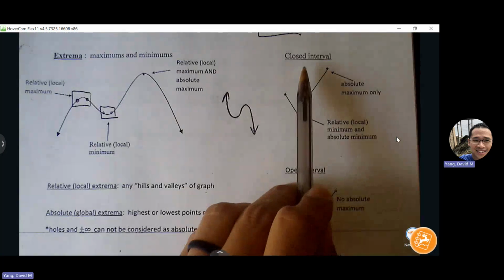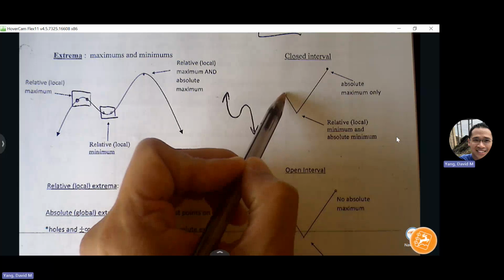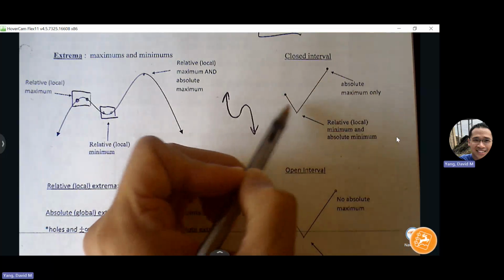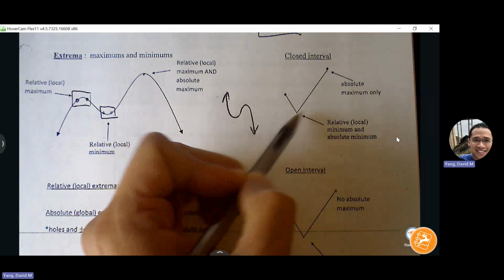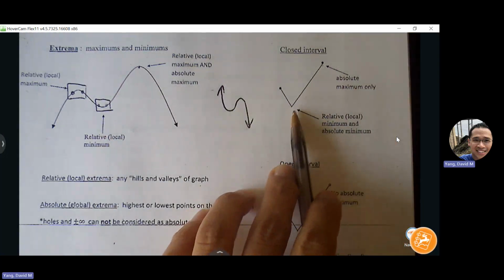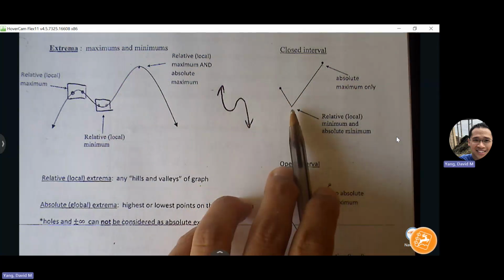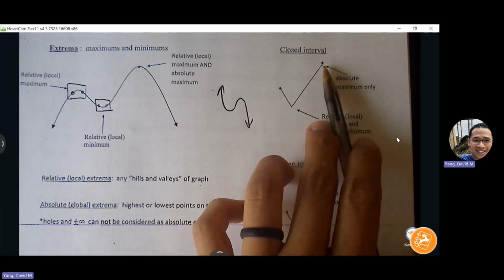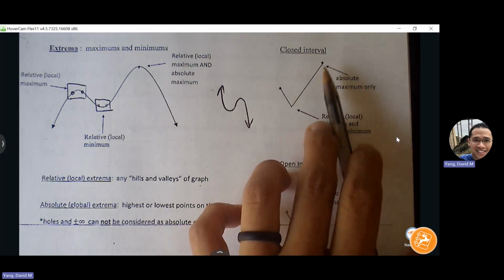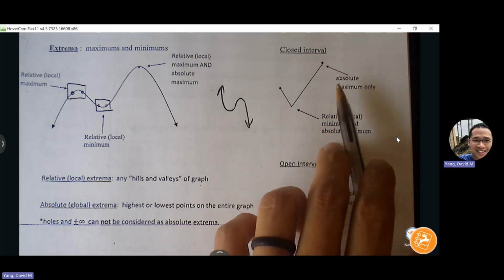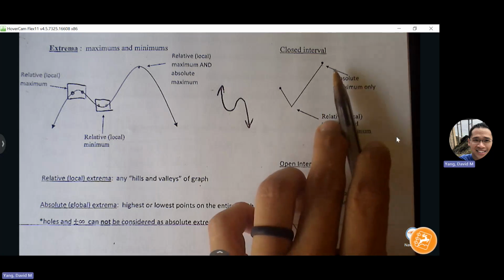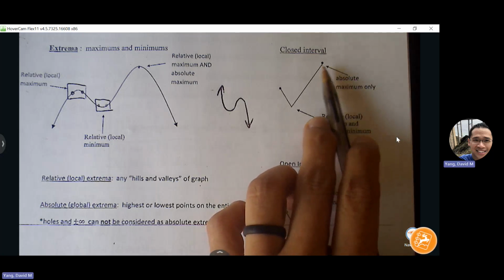Okay, closed interval. So on the closed interval, this is where my endpoints are defined. And for this, we can say that there is a relative minimum. We see a valley of this graph. This is also considered an absolute minimum because it is the lowest point over the entirety of the graph. Now this is the absolute maximum because it's the physical highest point on the graph. But there is no relative maximum here because we don't have anything to compare with on the other side. So it's got to be a hill of the graph.